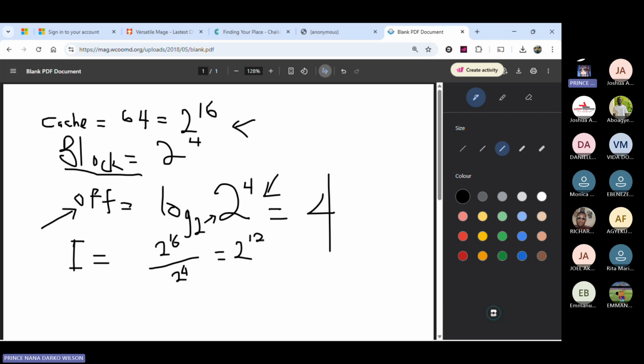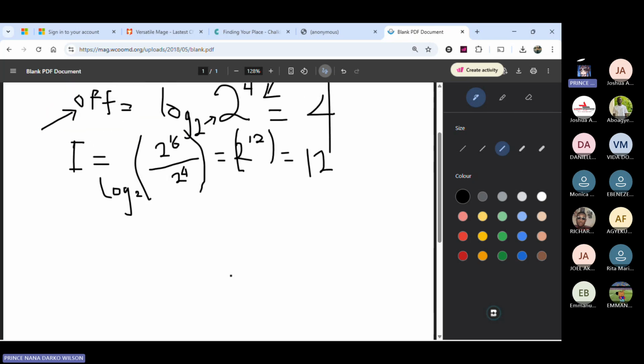And then, as I said, you log the answer. So the formula is actually log 2 of this right here. Log base 2, like that. So then if we log this value, the 2 disappears and we are just left with 12. So then that gives us the value for our index.